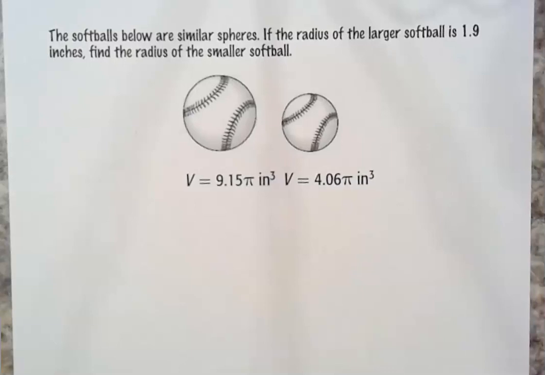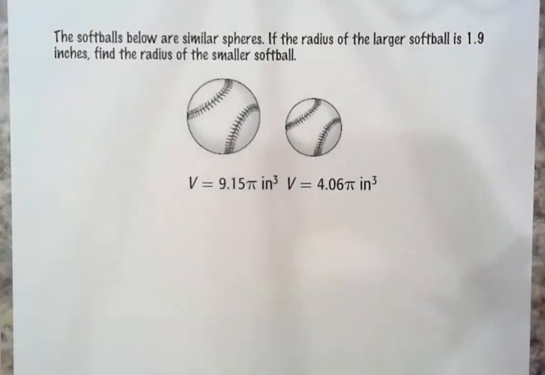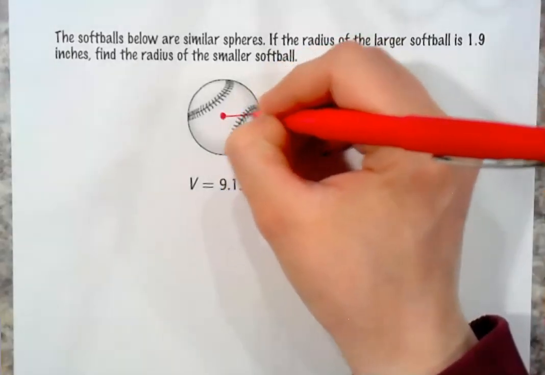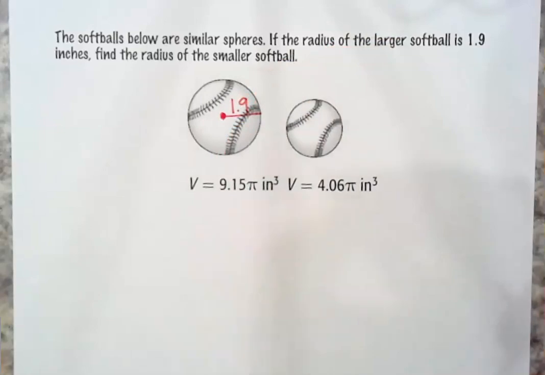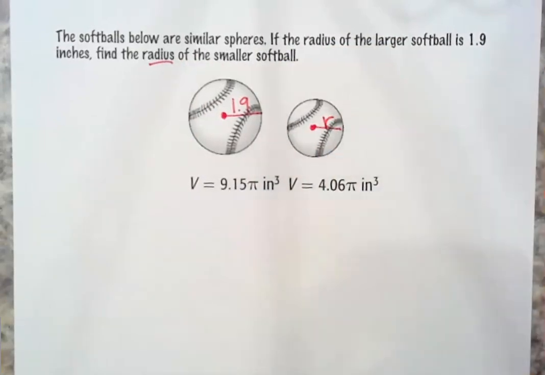It says the softballs below are similar spheres. If the radius of the larger softball is 1.9 inches, find the radius of the smaller softball. So I'm going to draw in my pictures because I just love a good visual. The radius of the larger one is 1.9, and we are asked to find the radius of the smaller one. So what's a question mark? We don't know what it is.